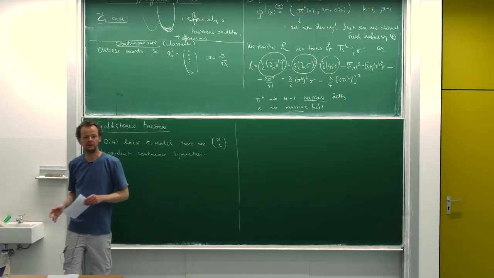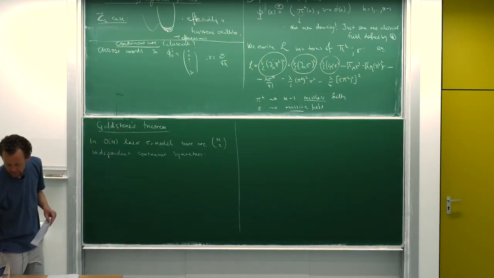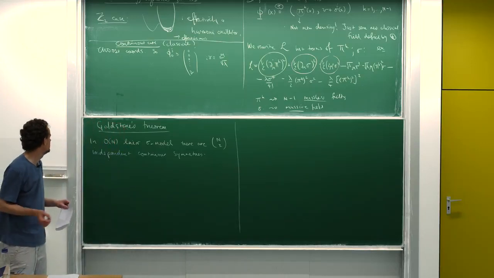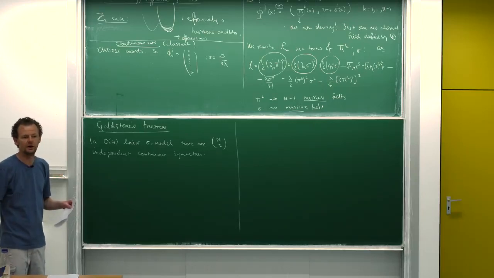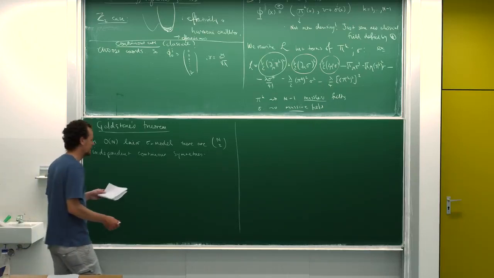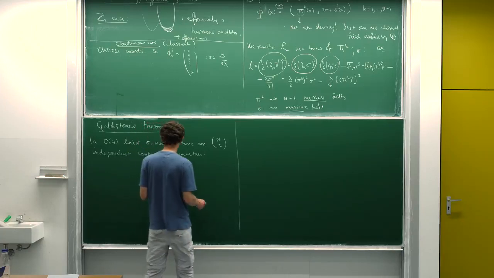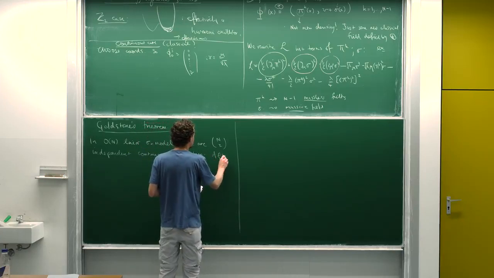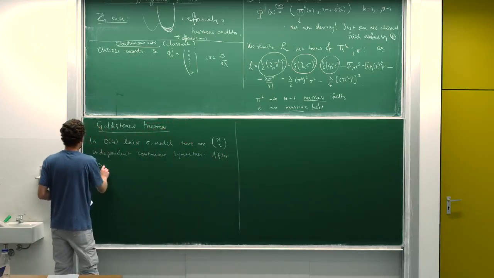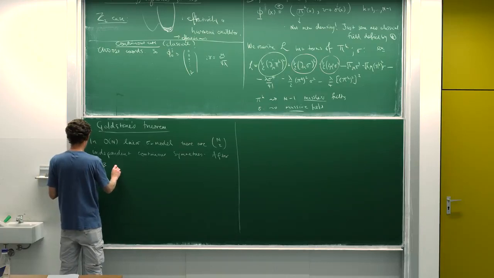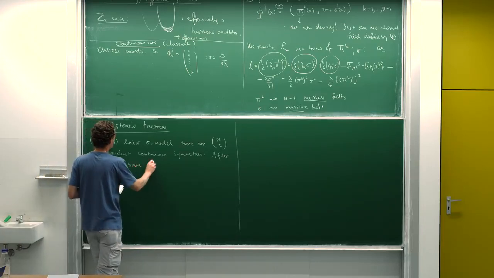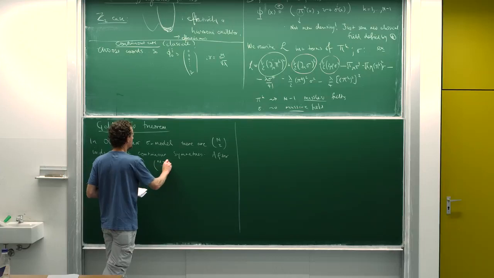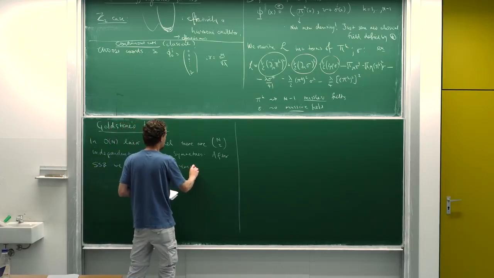Okay, in this O(N) linear sigma model that we've been talking about, there are N choose 2 independent continuous symmetries. That's just the dimension of the rotation group O(N). And so after this spontaneous symmetry breaking, we have N minus 1 choose 2 remaining symmetries.